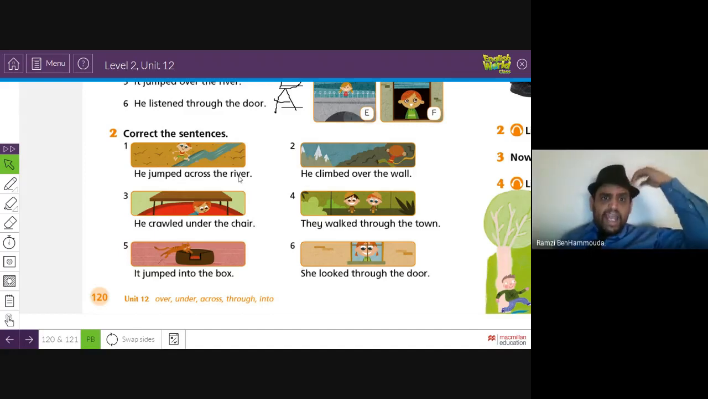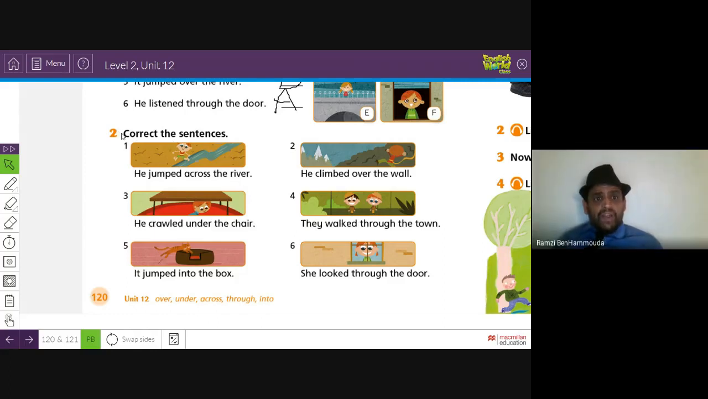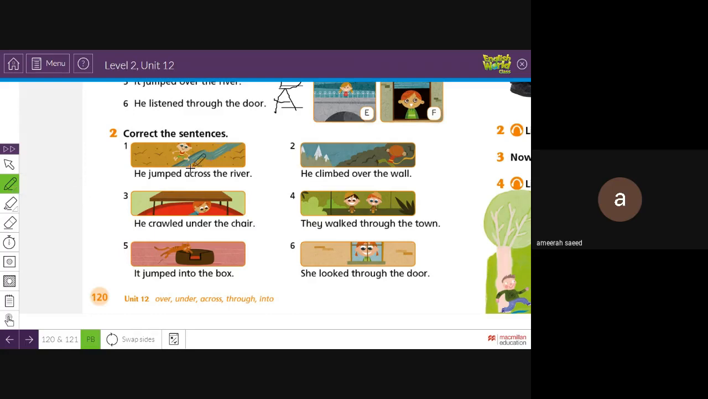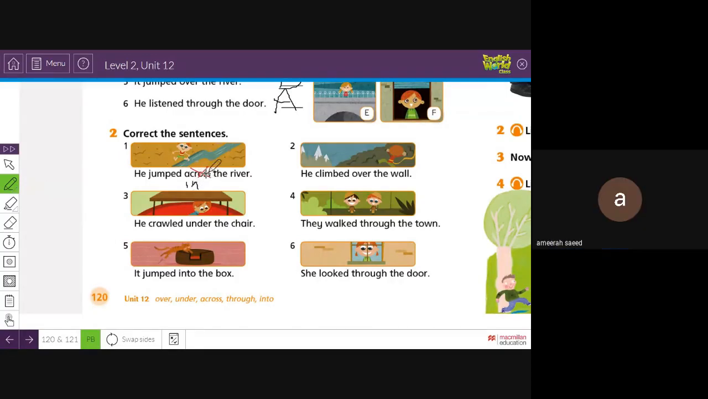Okay, did we say across the river? Is it correct? No, there is a mistake. The question here is to correct the sentences. He's going to be inside the river. So instead of across, what did we say? He jumped inside the river. Okay, we don't have inside. We have into. So we block across and we write here into. We write, he jumped into the river.